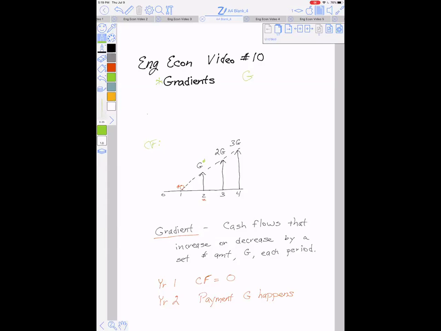So here's a definition of a gradient: cash flows that increase or decrease by a set dollar amount, and we designate that set dollar amount by G each period. Some important things with a properly behaving gradient: in year 1, the cash flow will be 0. In year 2, payment G happens, and then it increases by the amount of G in every succeeding year. This is a linear or arithmetic gradient.